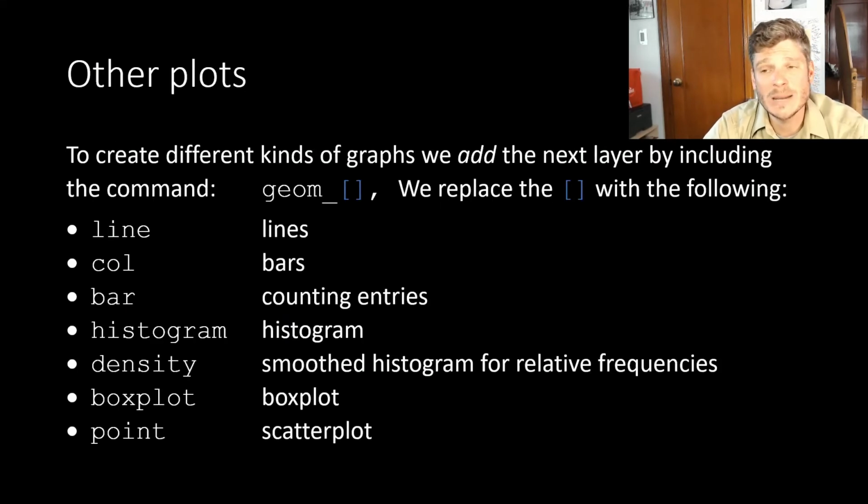Now, there's other types of plots besides, obviously, scatter plots. So you would do geom underscore and then line for line graphs, col or columns for bar graphs, right? Because bar graphs are really just columns. Then you'd use bar if you're counting entries, which is just frequency. Histogram for histogram, density for a smooth histogram with relative frequencies, which is a really fun looking graph, and we will do that in our lab. We can do box plots. We can do, like we said, scatter plots, which is geom point.